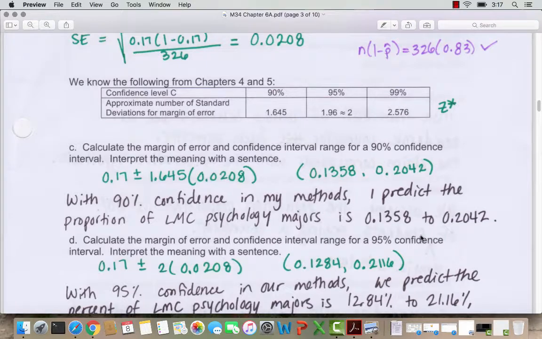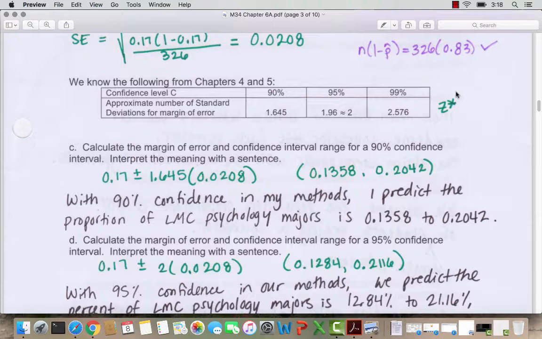We also know from chapters 4 and 5 the z-scores that correspond with the confidence levels 90%, 95%, and 99%. When we're talking about the confidence level standard deviation, we put a star on that z. It's just a notation way of writing it. There's nothing that you particularly need to remember, but if you see the z star, remember, oh, that's referring to a specific confidence level.